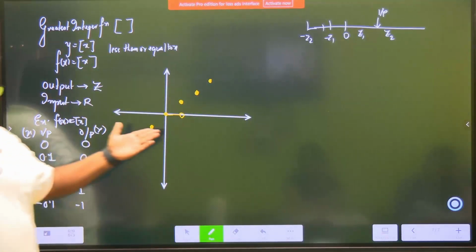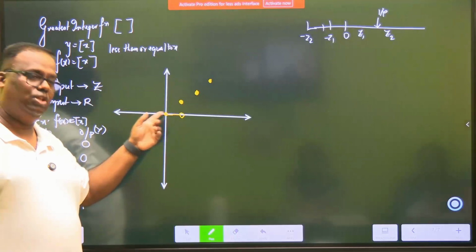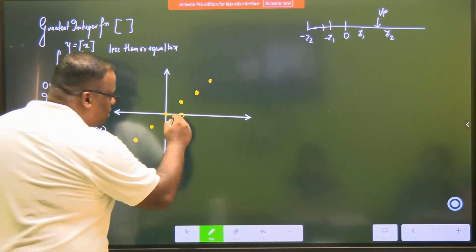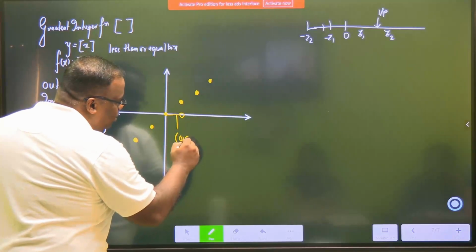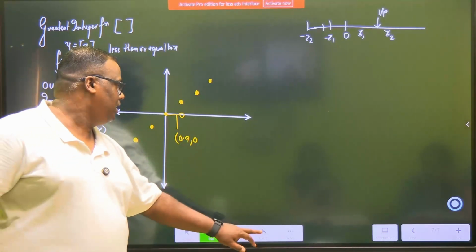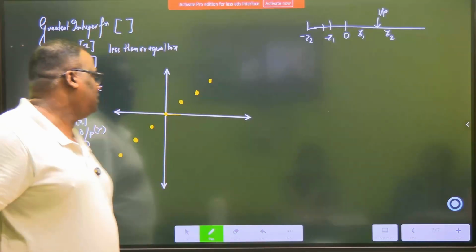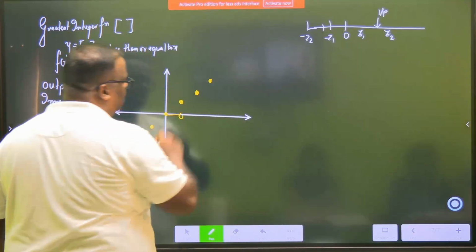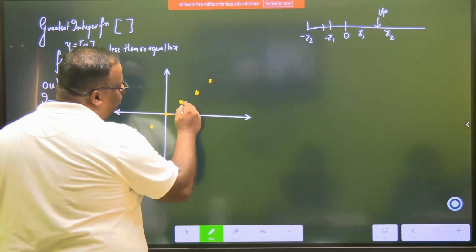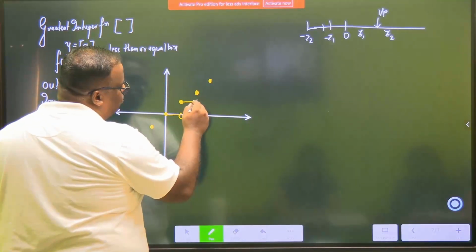That means at 1, the function has a break. It's a greatest integer function. 0.9, 0. What is this point? Just imagine what this point is. This point is 0.9 on the x-axis, 0 on the y-axis. Do you agree? Okay. Now after that, I don't have a plot here. Similarly, when I start plotting from 1, I can go ahead, but when I come to 2, I don't have a plot here.